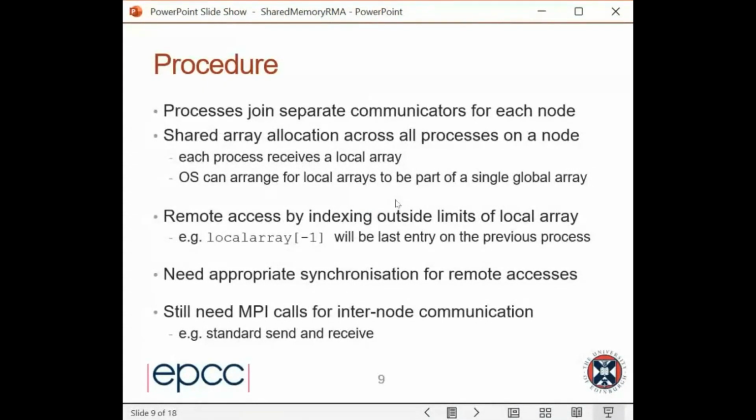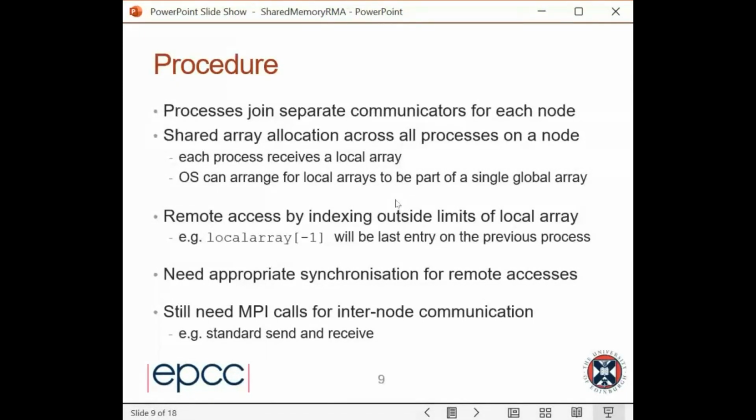So what we do is the processes join separate communicators for each node. So we create a subcommunicator, and there is a functionality for doing this, where I always call it com node. You all join a communicator, which would be of size 1 to 8 on ARCHER2, where all the processes in the same node are in the same communicator. You then have a special routine to do shared array allocation across all processes on the node.